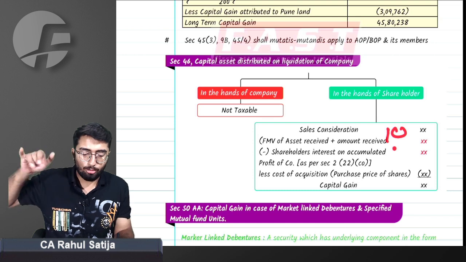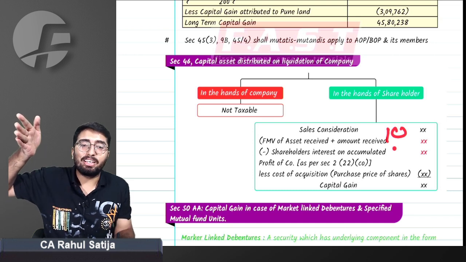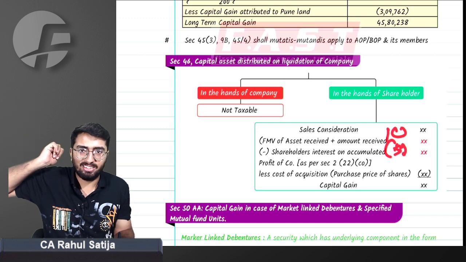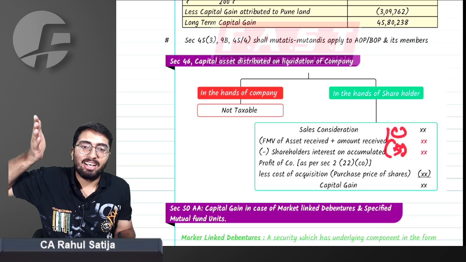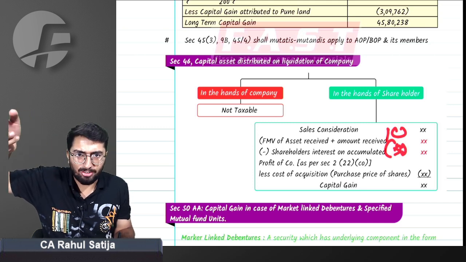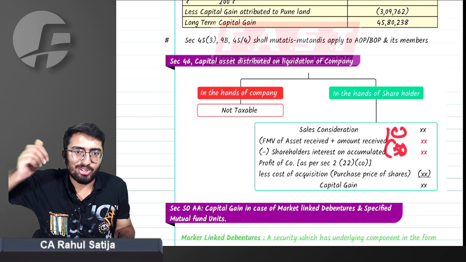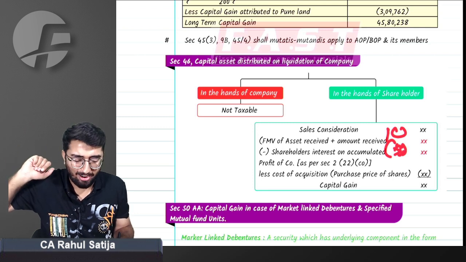Less: shareholder's interest in accumulated profit. Sir, shareholder's interest in accumulated profits was 5 CR, because 5 CR is taxable as deemed dividend. So that will not be taxable under capital gain. 5 CR, the shareholder's interest in accumulated profits, will be taxable under deemed dividend. So 5 CR I have to reduce.